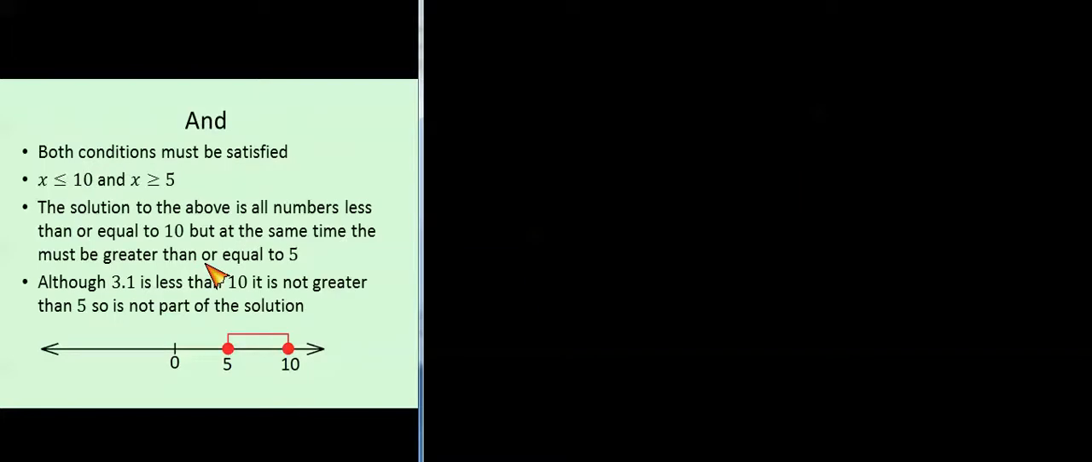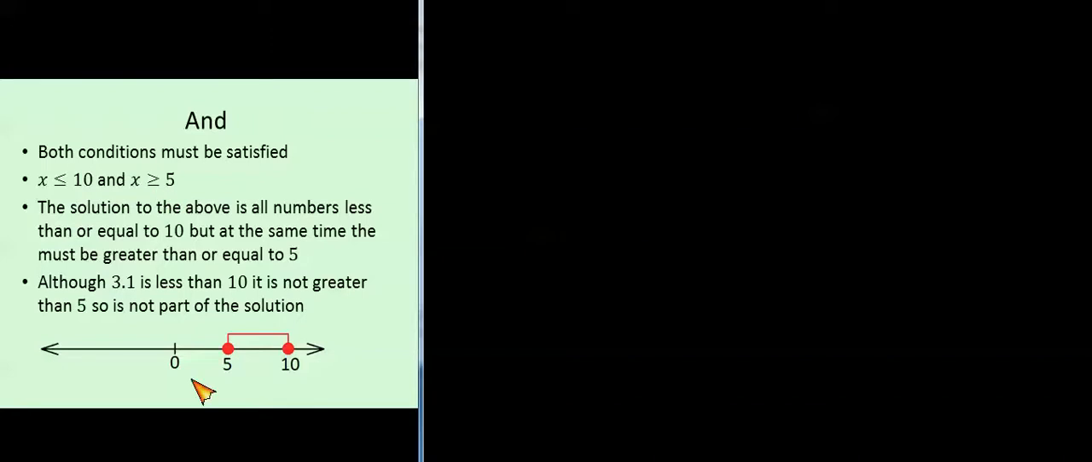When we're looking at the word and, both conditions must be satisfied. I have two inequalities here. X is less than or equal to 10. X is greater than or equal to 5. With and, I need the numbers that satisfy this. They must be less than 10, and they must be larger than 5.